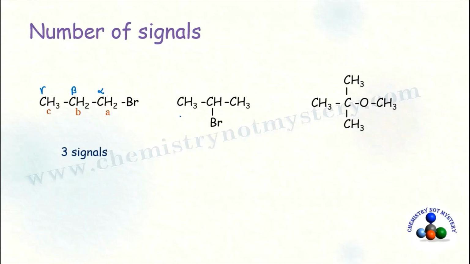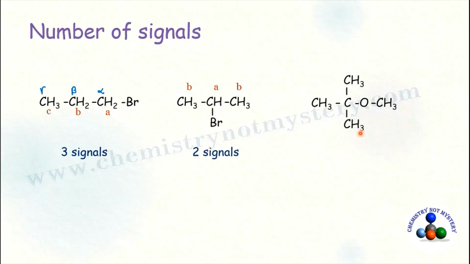Now let's examine the second molecule. Here there are 2 sets of chemically equivalent protons. As these 2 methyl carbons are in the same chemical environment, they both are at the beta position, and this proton is different from these methyl hydrogens because it is at the alpha position. So this molecule will give 2 signals.